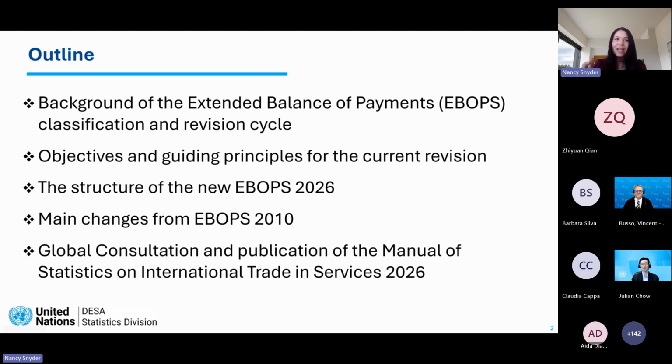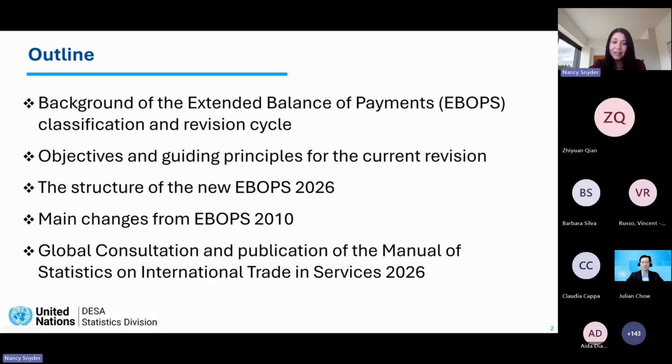We'll go through a background on what EBOPS is and what the revision cycle is typically based on, the objectives and guiding principles that were used for this current revision, the structure of the new EBOPS itself, main changes from the previous version, EBOPS 2010, and the global consultation that was conducted for EBOPS, which is also part of the publication of the Manual of Statistics on International Trade and Services 2026, which is also being submitted as a background document to the Statistical Commission.